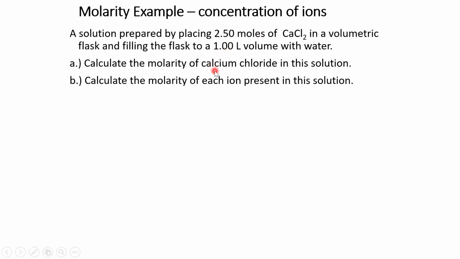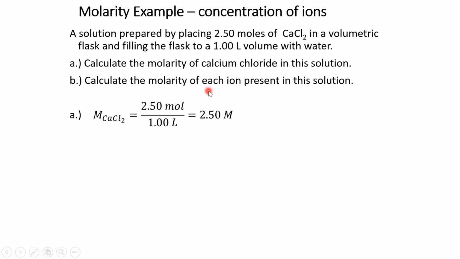The first thing we want to do is calculate the molarity of the solution. Molarity equals moles per liter. So here's our moles for the calcium chloride, and here's the volume. The first part's pretty straightforward. The molarity of the calcium chloride is 2.50 moles per liter. So we get 2.50 for the molarity.